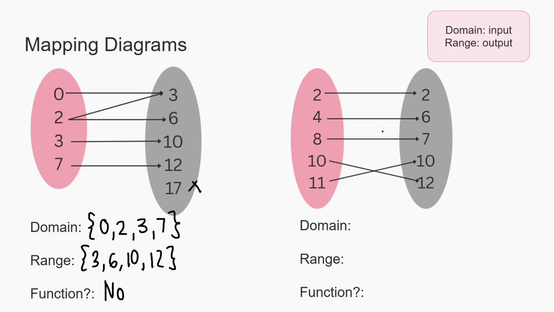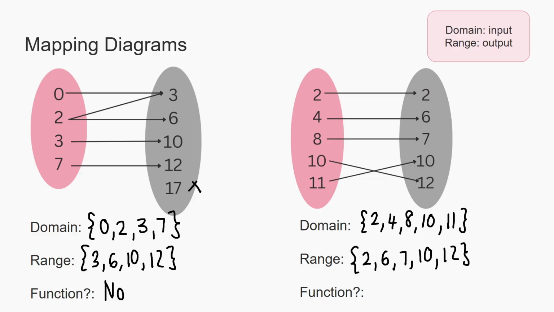Now, what about this problem on the right? Let's look for our domain. That's going to be our left side. 2, 4, 8, 10, and 11. Let's write that down. 11. What about our range on the side? We have 2, 6, 7, 10, 12. 6, 7, 12.